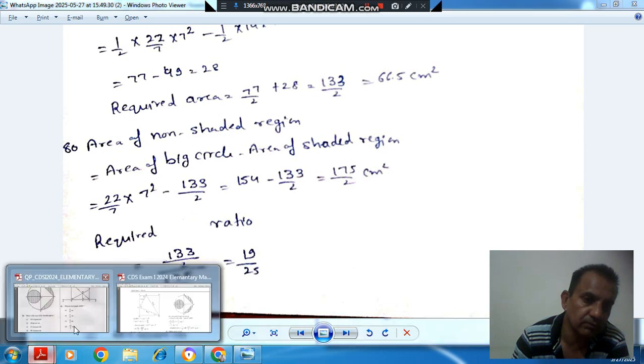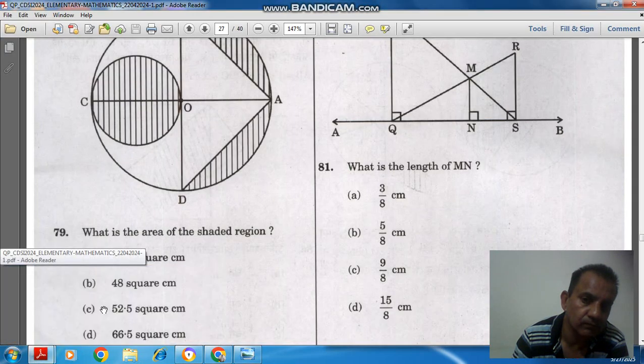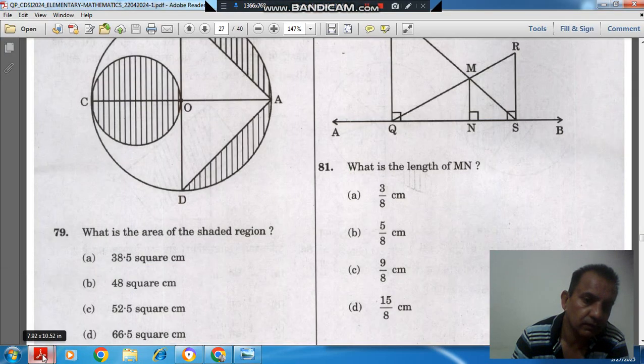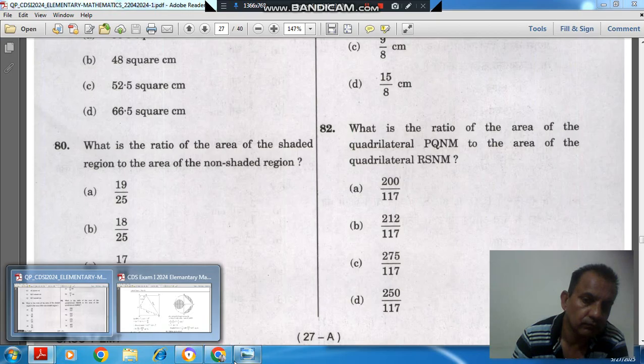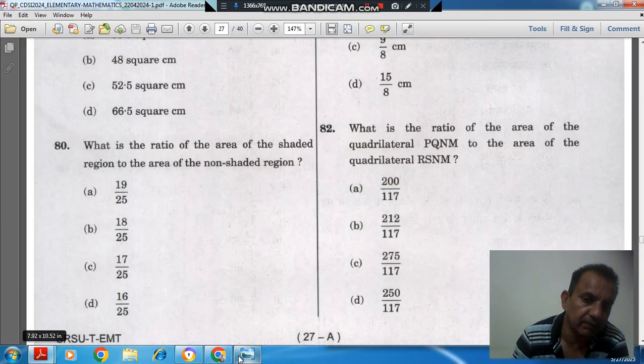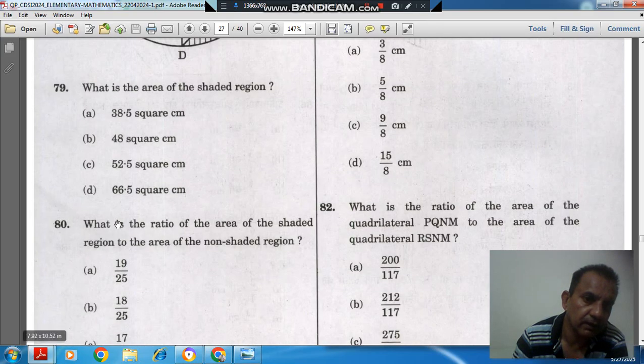So the answer to question number 80 is 19 by 25, so the answer is option A. And for 79, 66.5, that is option D.